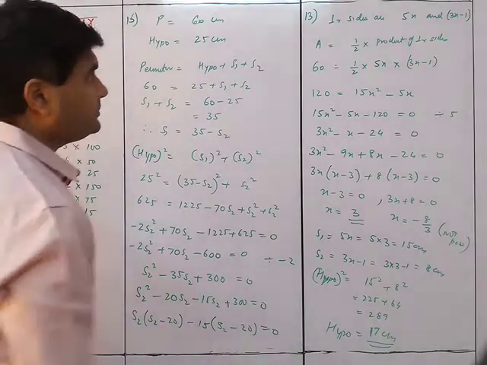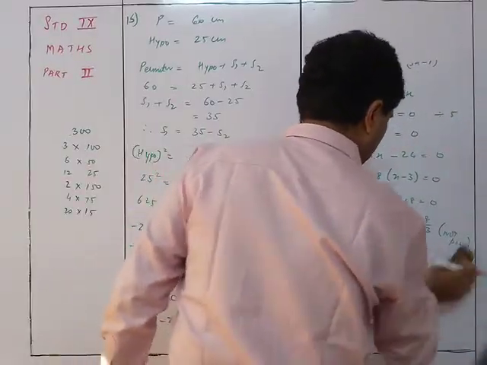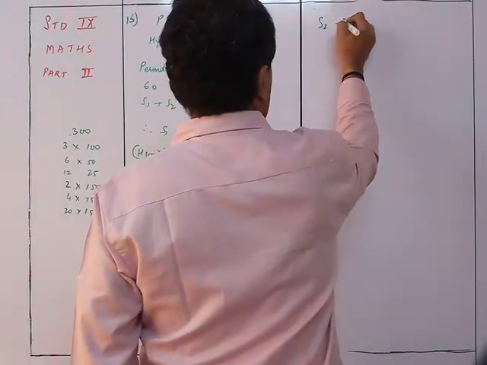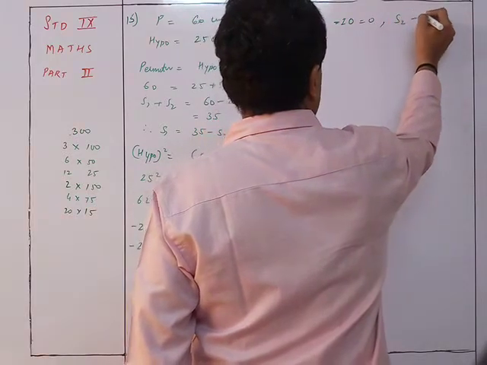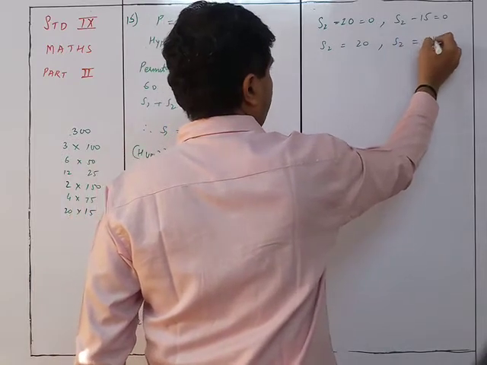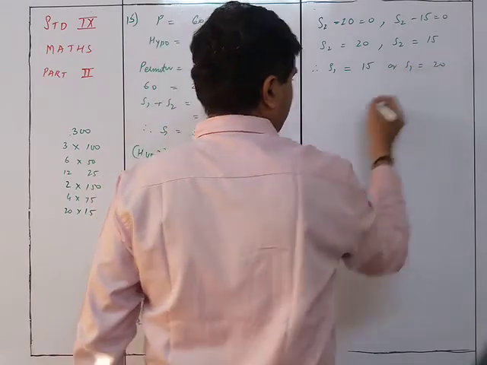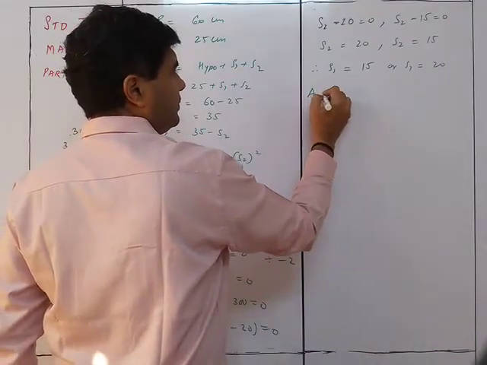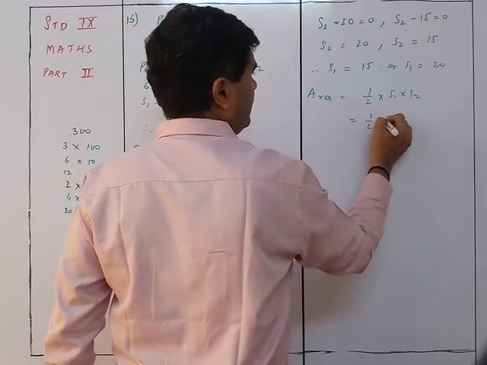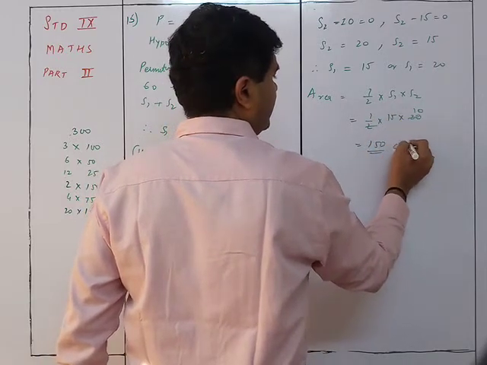So we have over here S2 minus 20 is equal to 0 and S2 minus 15 is equal to 0. S2 is equal to 20 or S2 is equal to 15. Therefore, S1 is equal to 15 or S1 is equal to 20. Therefore, the area will be half into S1 into S2, which is half into 15 into 20. So that is going to be 150 centimeters square.